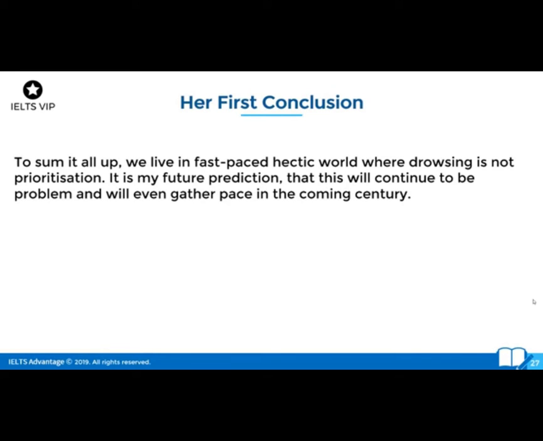Let's have a look at our first conclusion. "To sum it all up, we live in a fast-paced, hectic world where drowsing is not prioritization. It is my future prediction that this will continue to be a problem and will even gather pace in the coming century." Okay, why are you putting in new ideas and future predictions? Again, I saw this somewhere else and I just thought I would do this.